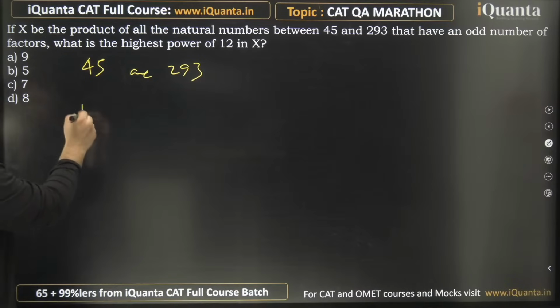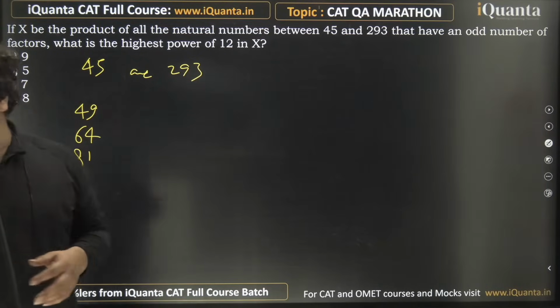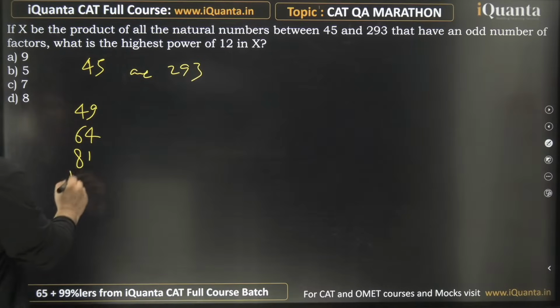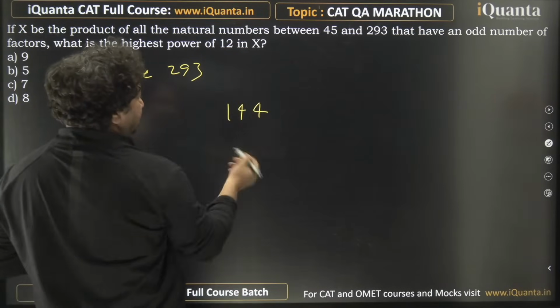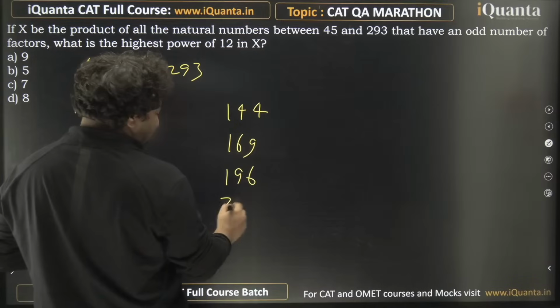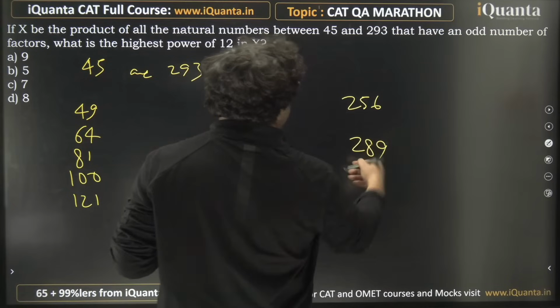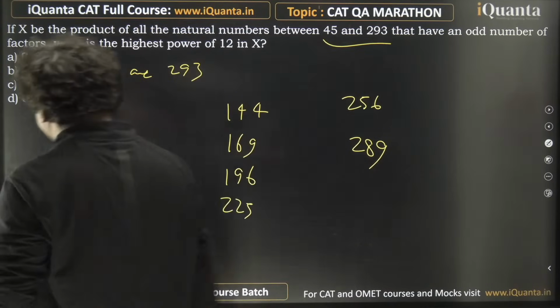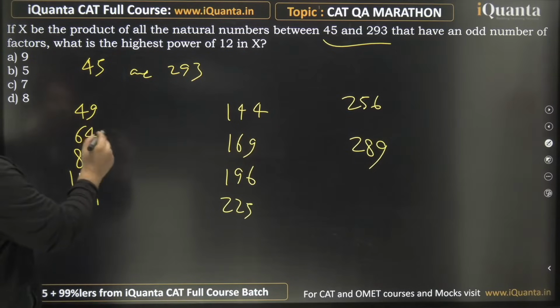So what all perfect squares do we have here? 7 square, 8 square, right? 9 square, that is 81. So this is what we need to do over there. 10 square is 100, 11 square is 121. 12 square is 144, 13 square is 169, 14 square is 196, 15 square is 225, 16 square is 256, 17 square is 289, 18 square will just overflow and will stop here. So highest power of 12.